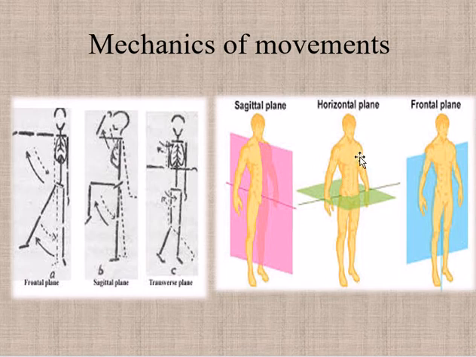Now look at this. This is basically horizontal plane, and the movements that you are performing in horizontal plane are medial and lateral rotation of arm, shoulder or leg.